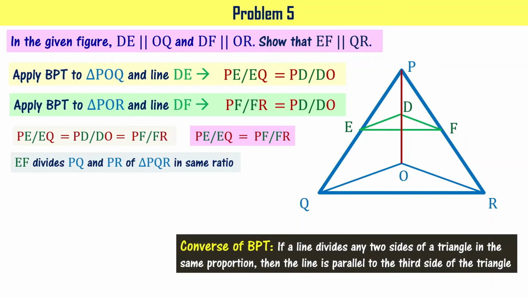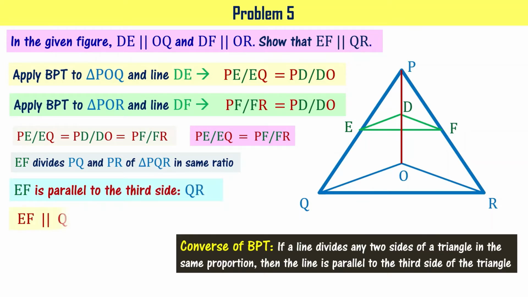Now let's recall converse of basic proportionality theorem. If a line divides any two sides of a triangle in the same proportion or the same ratio, then the line is parallel to the third side of the triangle. Now EF is dividing two sides of triangle PQR in the same ratio. It means EF is parallel to the third side of the triangle, that is QR, right?